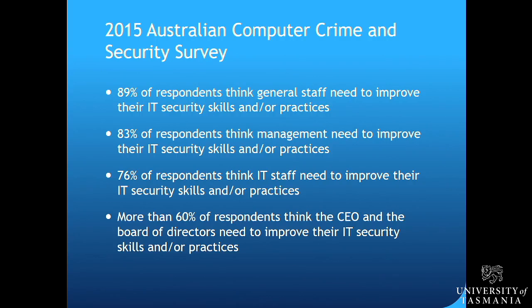83% of respondents think management need to improve their IT skills. 76% think IT staff need to improve. So across all three of those top categories, management, IT staff and general staff, over 75% in all three categories need more IT skills, more security-specific IT skills. The lowest number of these categories was actually for the C-level. So CEO, CTO, CISO, all those C-level people, the ones that get the big bucks, they were the lowest ranking. It's still 60%, still more than half, but it's the lowest one.